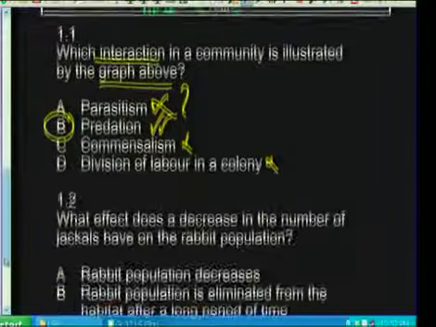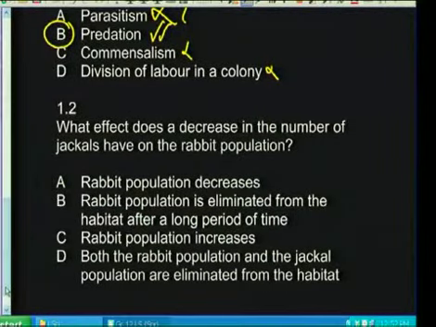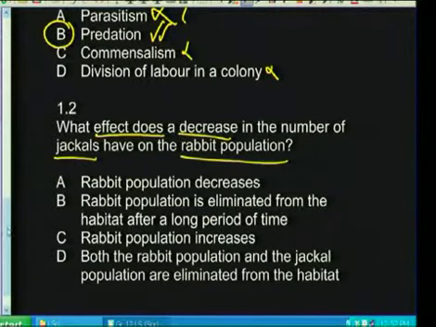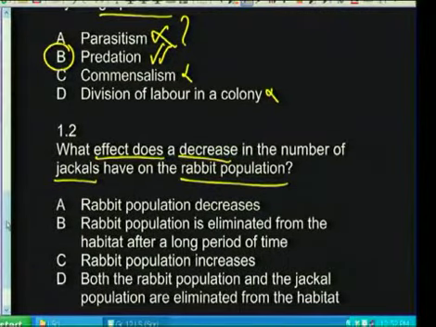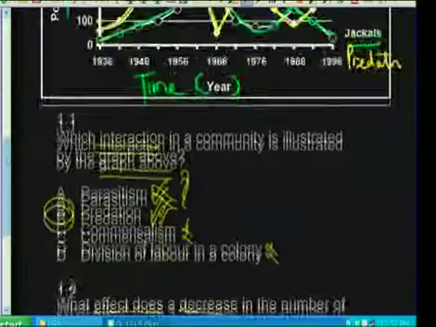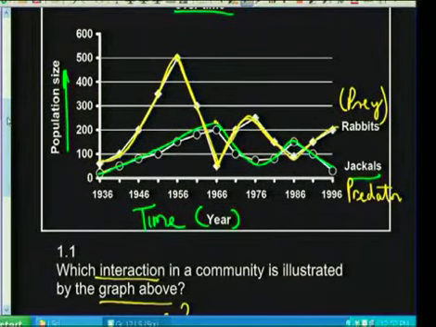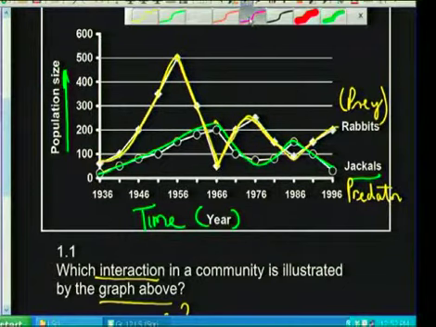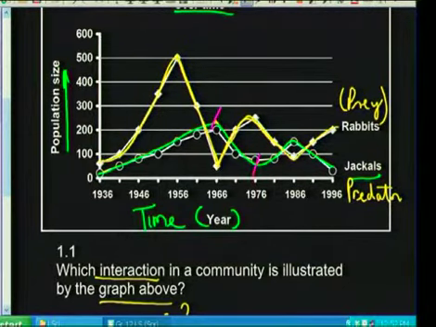Let's move on to the next question. What effect does a decrease in the number of jackals have on the rabbit population? So we've got to go back to the graph and interpret the information. The question again, I'll repeat, is what effect does a decrease in the number of jackals have on the rabbit population? Okay, so let's see. When we look at this part of the graph, guys, I'm going to use a different color, where the jackal population decreases. And so we see during these phases the jackal population decreasing.